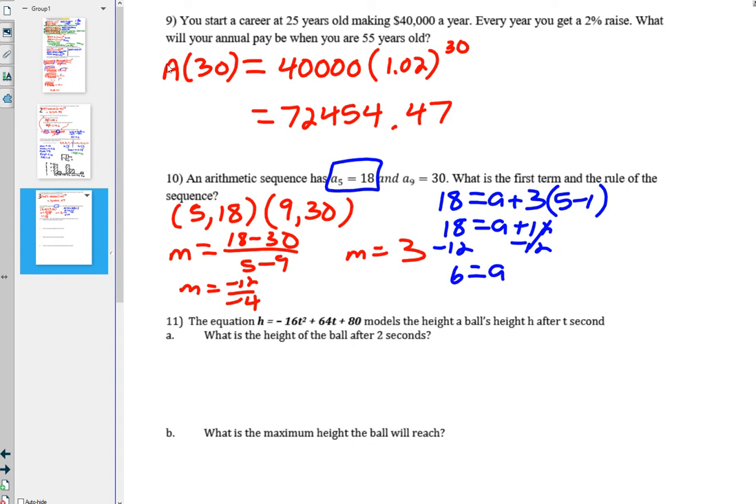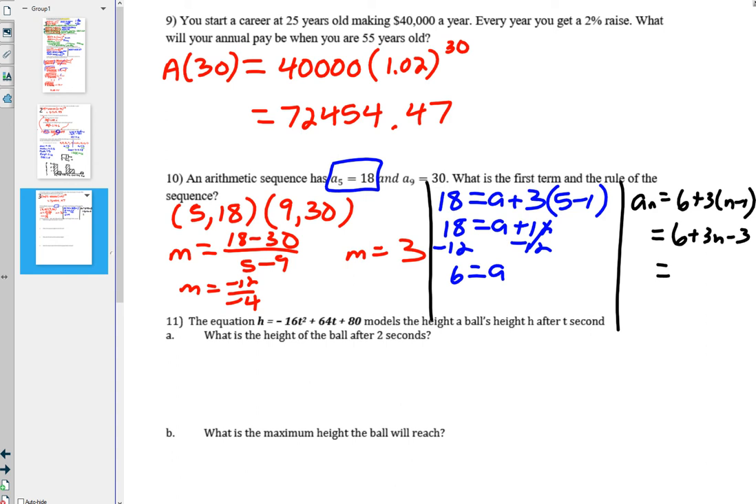So now that I have all that, my rule would be A sub n is equal to the first one, which is 6, plus 3 times n minus 1. That would be fine, but if you choose to simplify it, you could distribute like Caleb does. 3n plus 3.